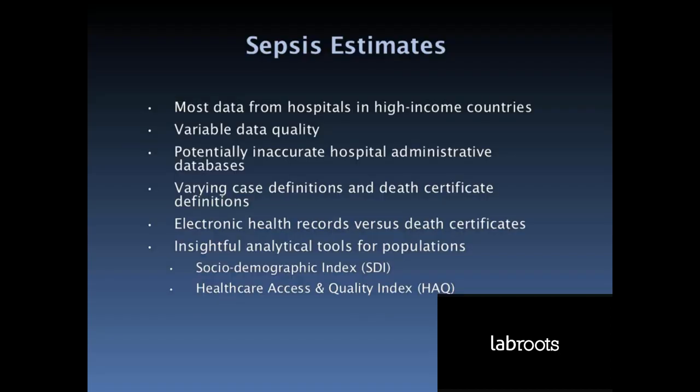Having looked at the estimated global burden of sepsis, the question is, how accurate are the data? Firstly, most data come from hospitals in high-income countries and are not representative of low-income countries. Secondly, they are of variable quality. Some are from electronic health records and others are from death certificates. Some hospital administrative databases are potentially inaccurate and may be based on non-standardized definitions of sepsis that are used for case reports and death certificates.